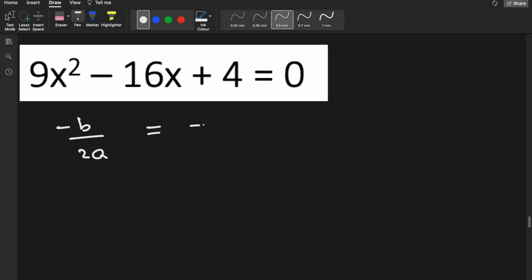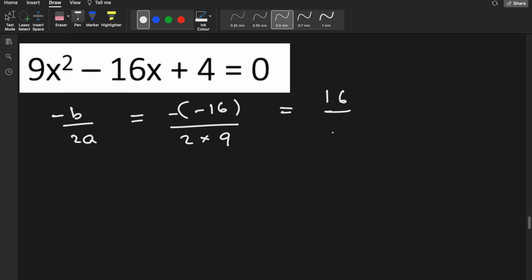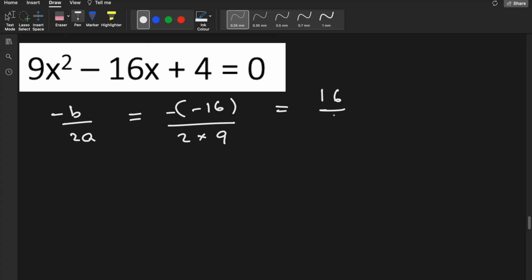Okay, so the x coordinate of the vertex would be minus b by 2a. So that would be minus of minus 16 divided by 2 into 9. So that would be 16 divided by 18. You could simplify it further to 8 by 9.